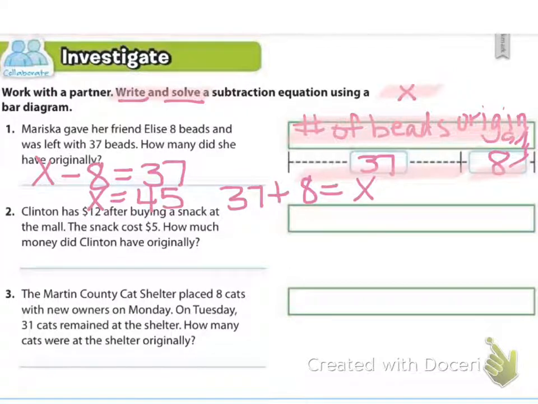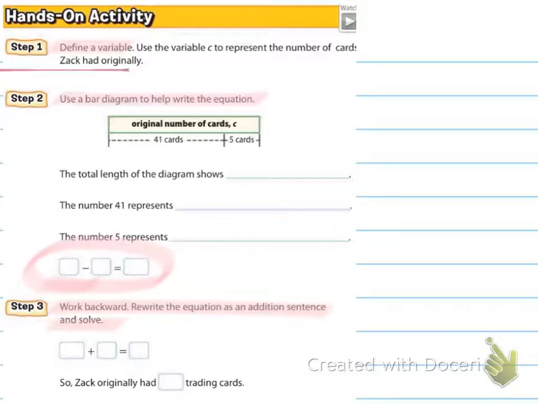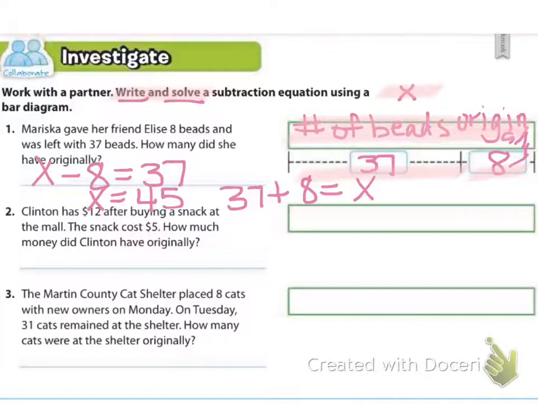So using those steps, define the variable, use the bar diagram, set up that equation, and then work backwards. If you use those 3 steps, then you'll be able to solve 2 and 3 on your own. So please go ahead and do that, and I'll show you the answers when you come back. Pause now.